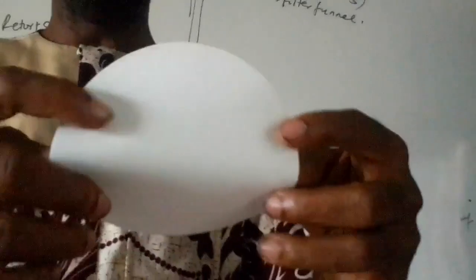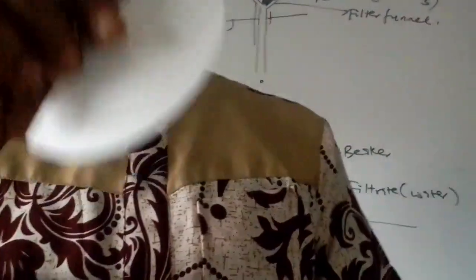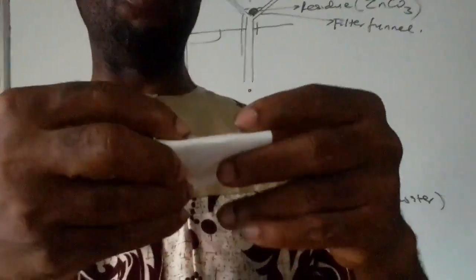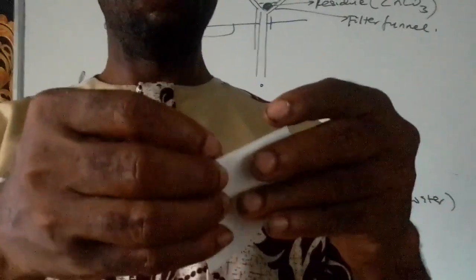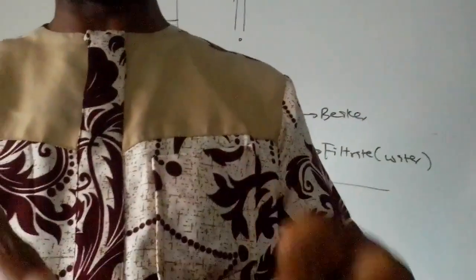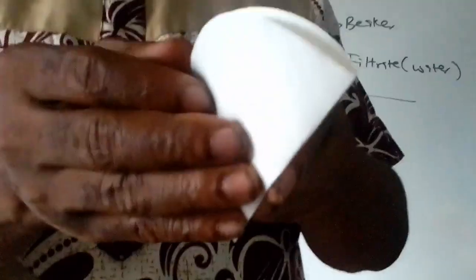Then how do we fold the filter paper? To fold it, I'll fold it into two equal halves, so it's a semicircle. Then after folding the semicircle, I fold again into a cone. So the folding is done twice, and I have a cone. Let me repeat the process again. To fold the filter paper, you fold first into a semicircle, then fold the semicircle again into a cone.